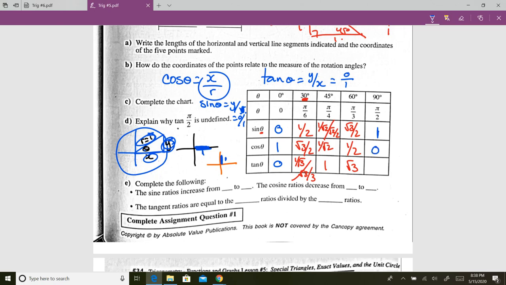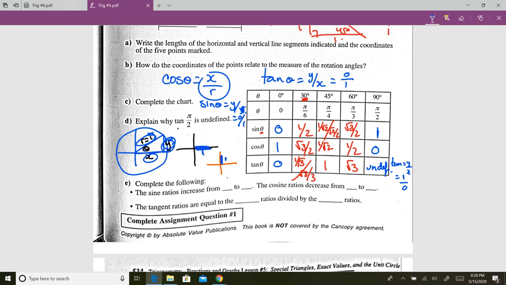And then tan: your calculator always tells you this, but here's the reason why. Tan is y over x. Our y value is 1, our x value is 0. And you cannot divide by 0, so tan of 90 is undefined, and that is why it is undefined.